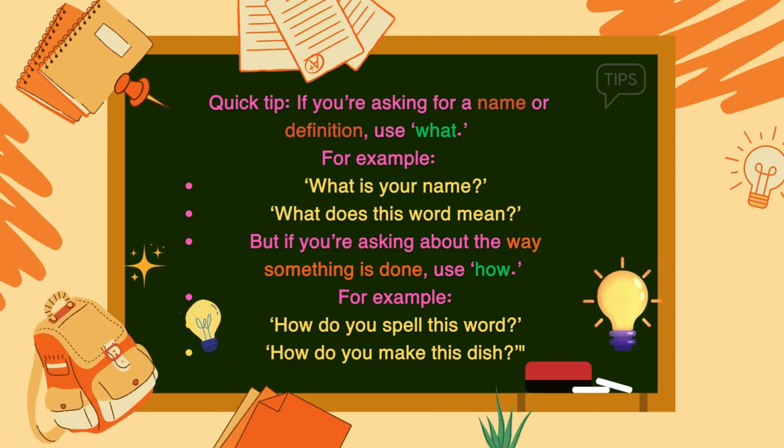For example, "What is your name?" "What does this word mean?" But if you're asking about the way something is done, use how. For example, "How do you spell this word?" "How do you make this dish?"